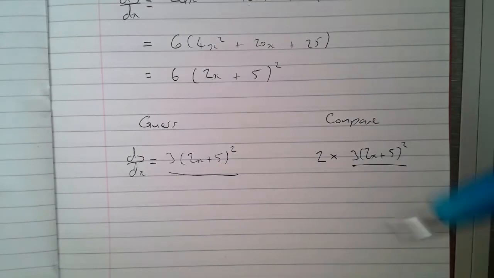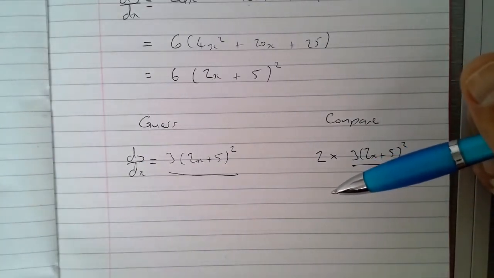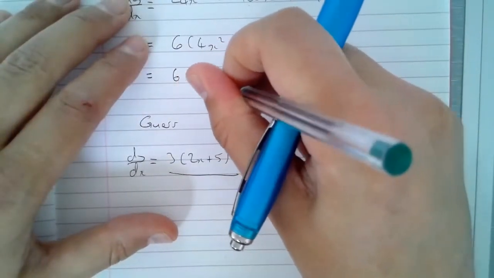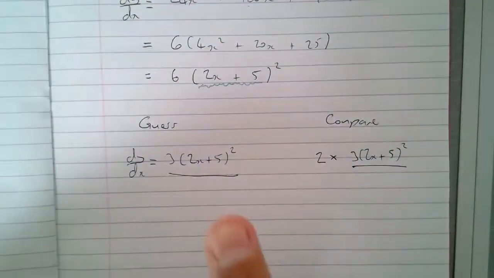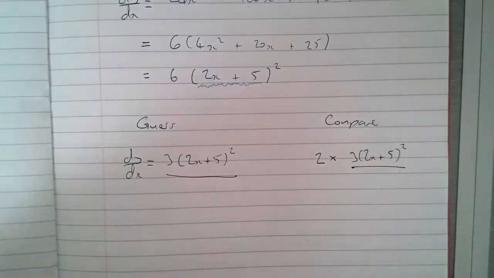So come back and think about what I just mentioned. I said the difference is this something in this more complicated function. My green pen doesn't work. There we go. In this more complicated function here, what can you do with this function to generate this missing 2? Have a think about that. Pause the video.